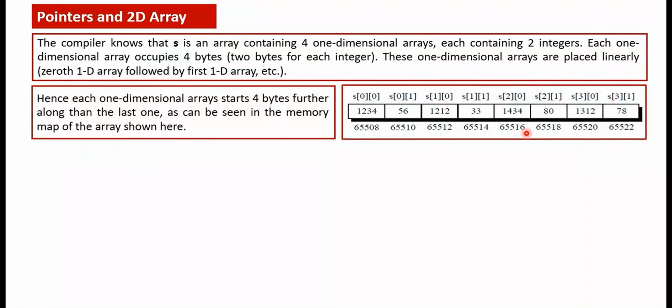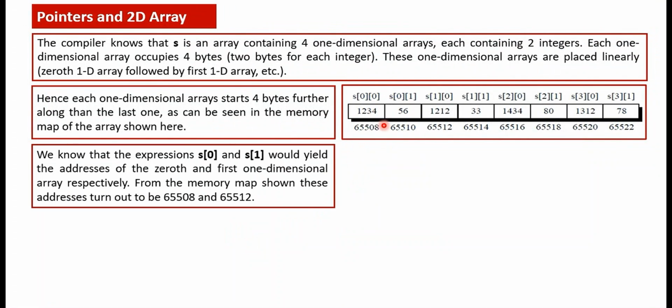If you are getting confused, just imagine that 1234 and 56 form a single array. Let's give it the name S0. Now S0 has 2 elements, 1234 and 56. Similarly, S1 has 1212 and 33. Similarly, S2 has 1434 and 80, and at the end S3 has 1312 and 78. So basically there are four one-dimensional arrays having two elements each. This is the representation as a 2D matrix.